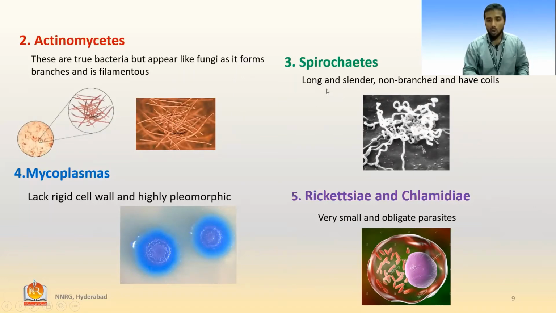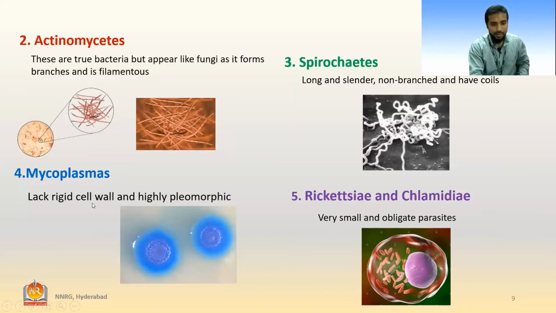Spirochaetes are long, slender, non-branched, and have coils within them. So what does it mean? It is very long, like that of an earthworm. Earthworm is not a bacteria or a fungi, okay? It is an animal. But in bacteria also, they are very tiny, yet very long in length, and they have coils within them, and they are not branched. You can see the image here, how it is: long, slender, that means thin, non-branched, and have coils in this way.